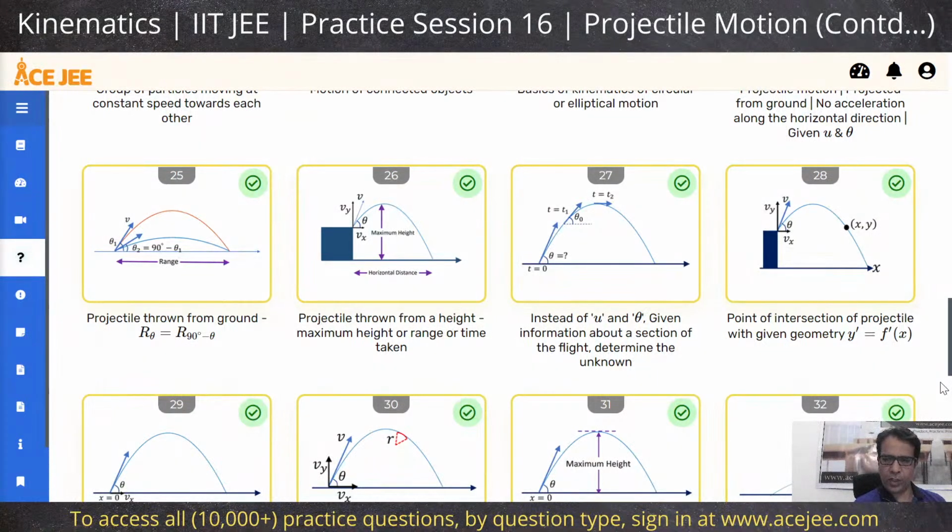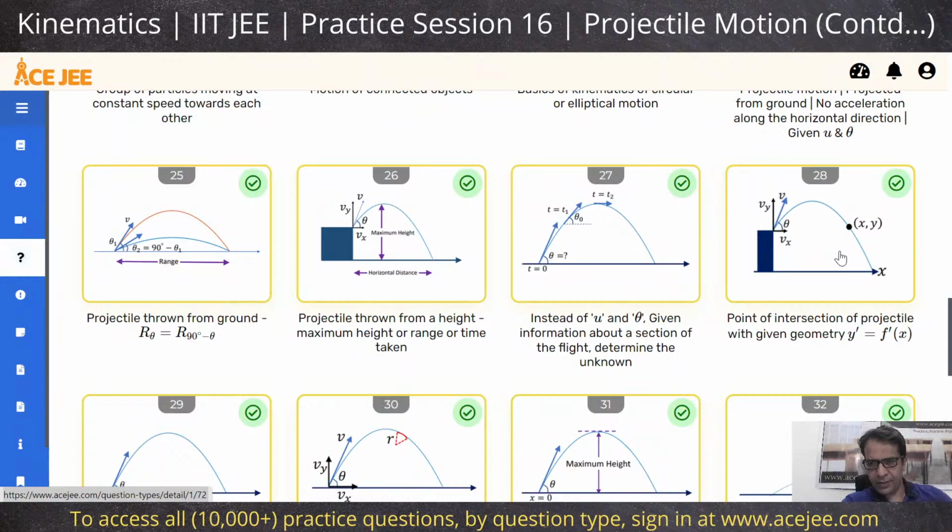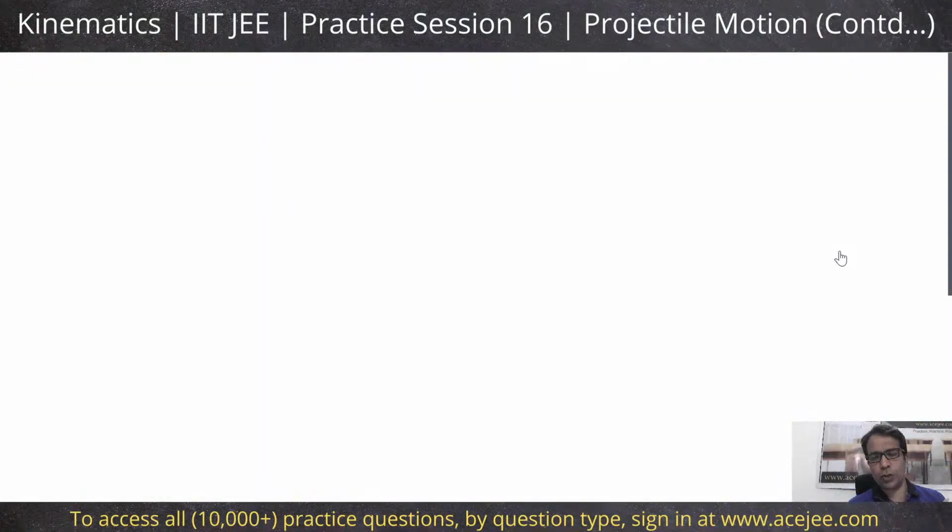We just started on number 28. So let's start with number 28. What do we have in these types of questions? You will be given a projectile. You might be given its initial velocity and the projection angle. And then you might be asked to find out where that projectile will hit a given geometry.